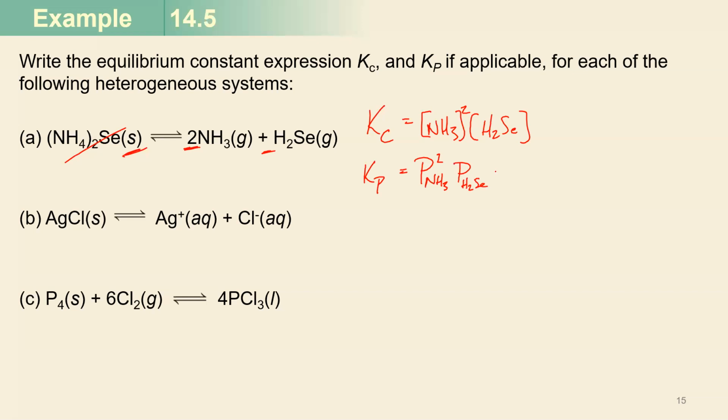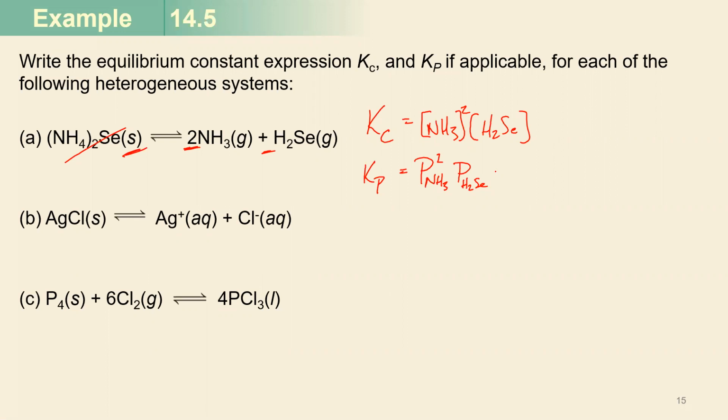Again, we can only write Kp's if all of the components that appear in Kc are gases. Here we ignored solids, and so we can write the two gases left over as either concentrations or as pressures.